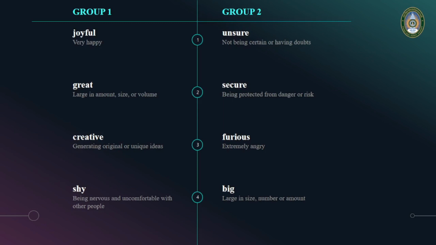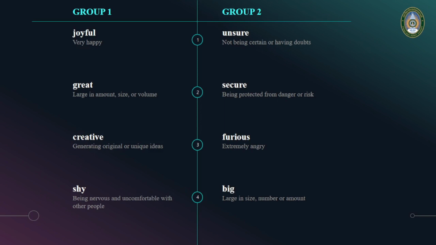So, joyful and unsure, okay, they don't mean anything similar, right? Joyful means very happy, unsure means not being certain or having doubts. So joyful and unsure, no. Joyful and secure. Secure means being protected from danger or risk. So very happy and being protected from danger or risk also don't have anything in common, right? So joyful, secure, no.